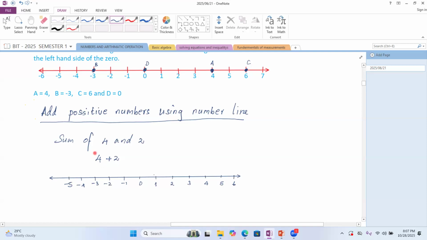First we write the first number 4. This one is the 4. Then add 2 numbers. So we add 2. Here is the positive number. So we move 2 units in the positive direction. This one is the positive direction. This direction is the negative direction.